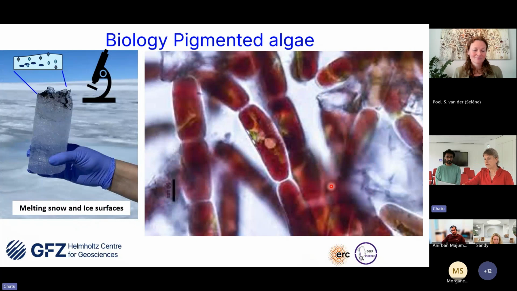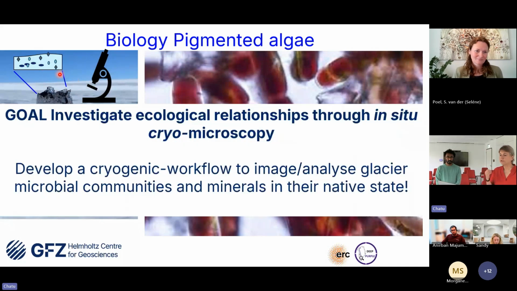Now, the picture that you have here is of a melted sample, where you still see minerals and microbes and lots of other things, but this has been melted, so we lost coherence. So our question was how to do that without changing the sample. We wanted to investigate the relationships by using cryomicroscopy. But there is no workflow to actually take samples from the ice and bring them back to the lab and image them without changing them.